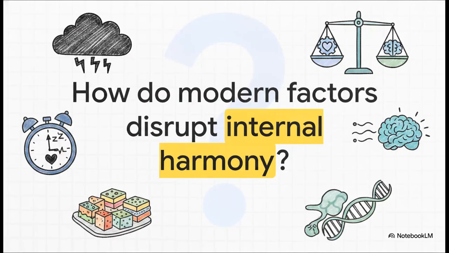But before you go, I want to leave you with one final provocative thought. We've just seen how our biology possesses these absolutely perfect automatic systems for balance. But if that's true, how do modern external factors, things like chronic stress, lack of sleep, or highly artificial diets, disrupt this incredible internal harmony over time? It's something deeply worth thinking about when it comes to your own day-to-day biology.